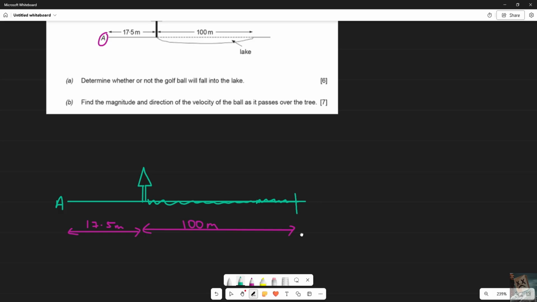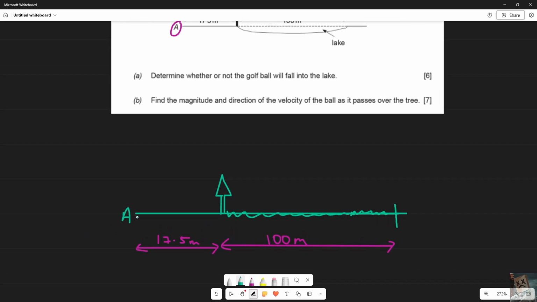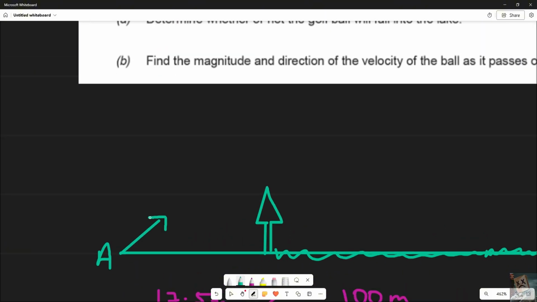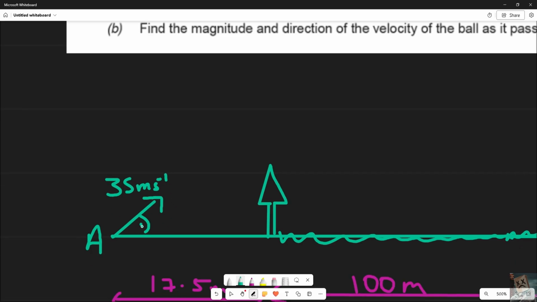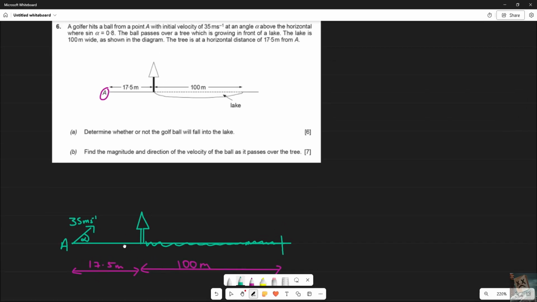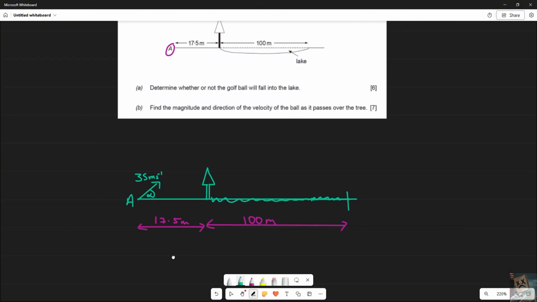So the lake ends right here after the 100 meters. It goes from point A with an initial velocity of 35 meters per second, going up at an angle of alpha above the horizontal, and sin alpha is 0.8. The ball passes over a tree which is growing in front of the lake. The rest is shown in the diagram. So it says determine whether or not the golf ball will fall into the lake.